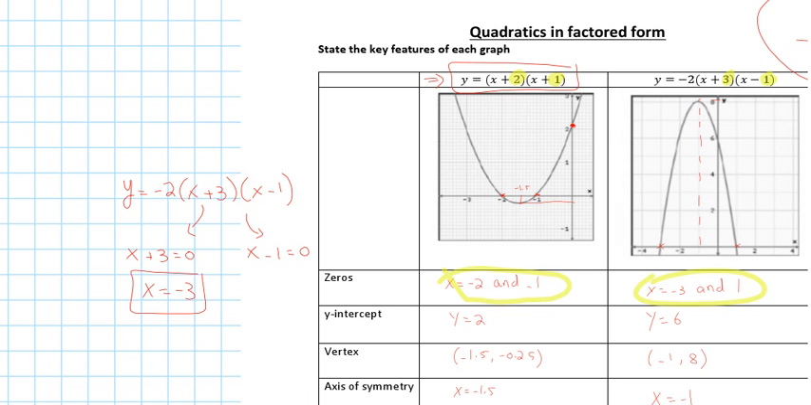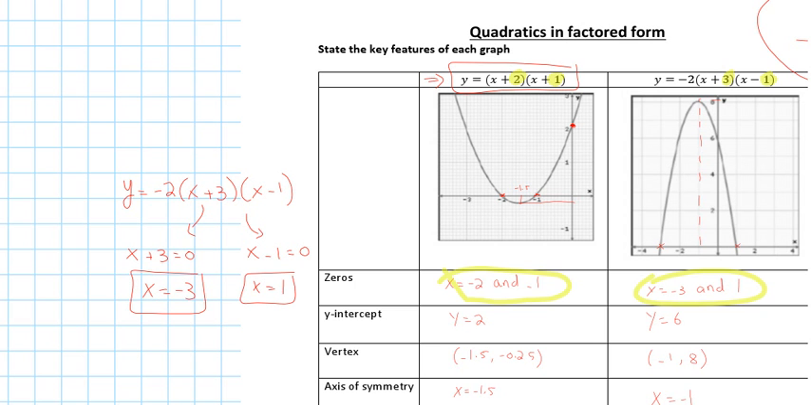What do I do for the second one? Bring the negative over, and that's going to become x equals 1. Are these the zeros that I found? Yes. You change the sign. Remember, you set each bracket equal to 0 and then isolate for your letter, and that will give you where your x-intercepts are.